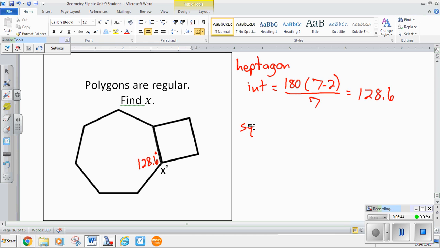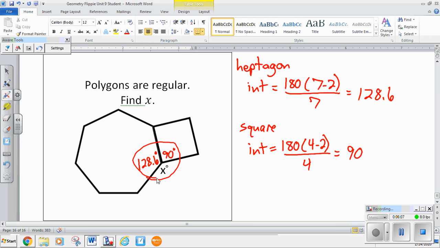For the square, one interior angle equals 180 times 4 minus 2 all over 4, which is 90. And you probably already remembered that one angle of a square is 90 degrees. Now, these three angles add up to a total of 360. So x plus 90 plus 128.6 equals 360. Solve for x.